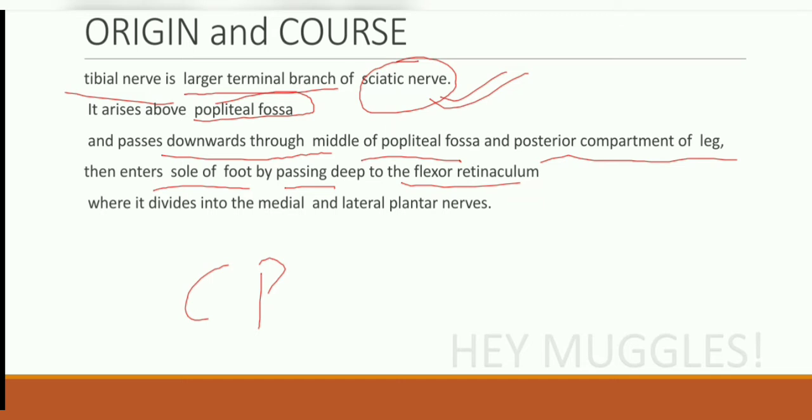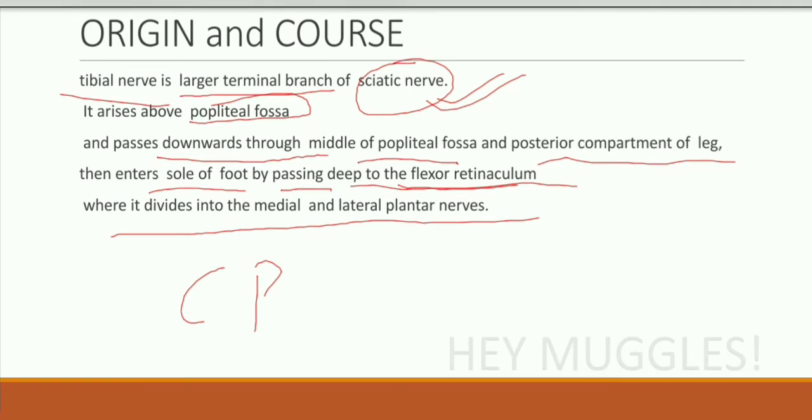So it passes deep to the flexor retinaculum, and it divides into medial and lateral plantar nerves. So here it divides into the medial and lateral plantar nerves under the flexor retinaculum.